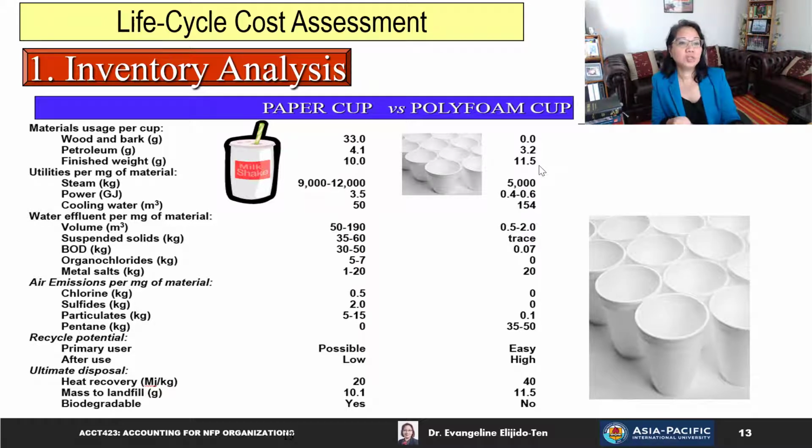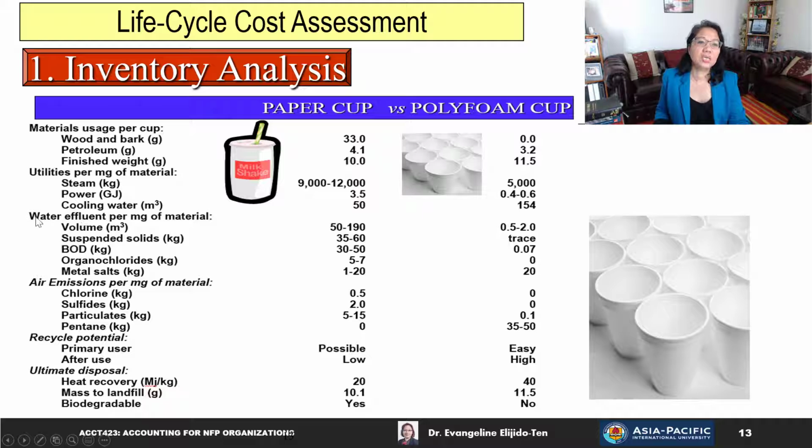All right. In terms of utilities per milligram of material, paper cup uses 9 to 12,000 kilograms of steam, whilst polyfoam only 5,000 kilograms of steam. So it looks like polyfoam is the winner. In terms of power, 3.5 GJ here for paper cup, for polyfoam cup 0.4 to 0.6. So again, polyfoam cup is the winner. The less, the better.